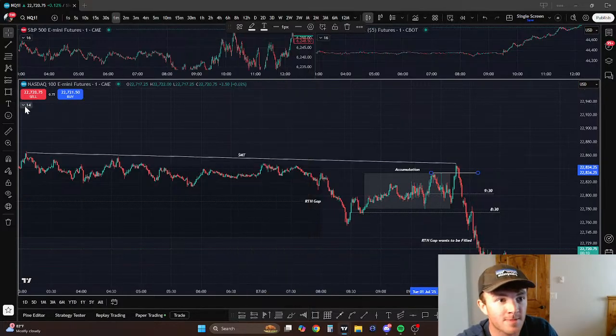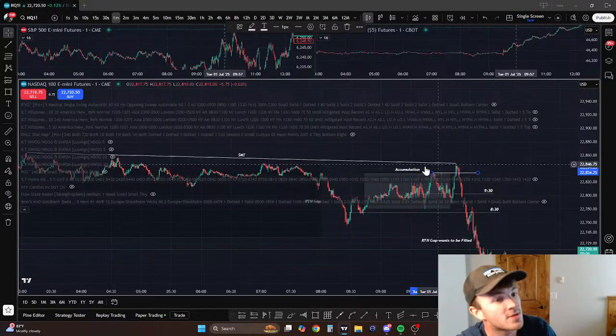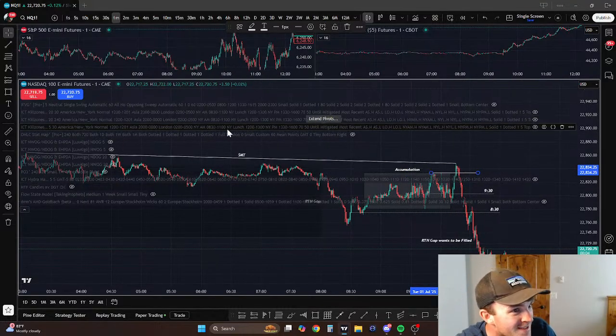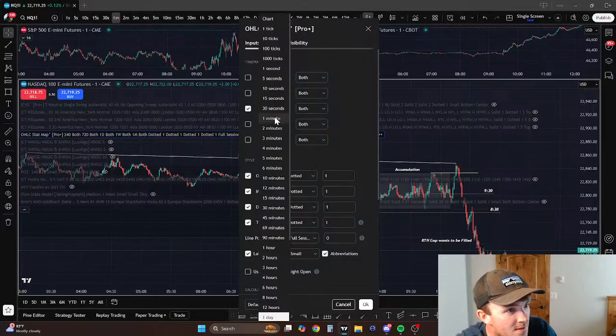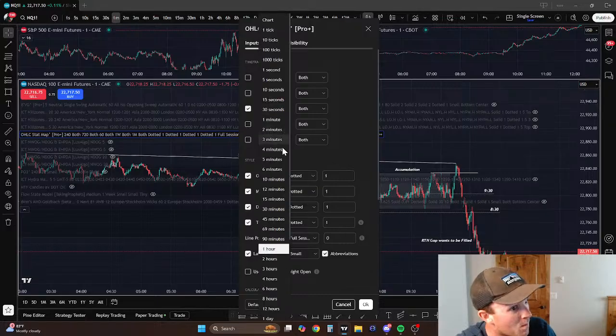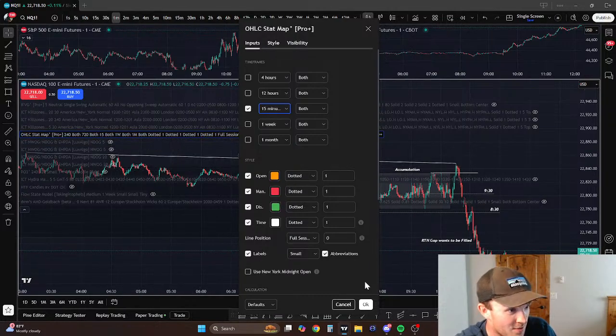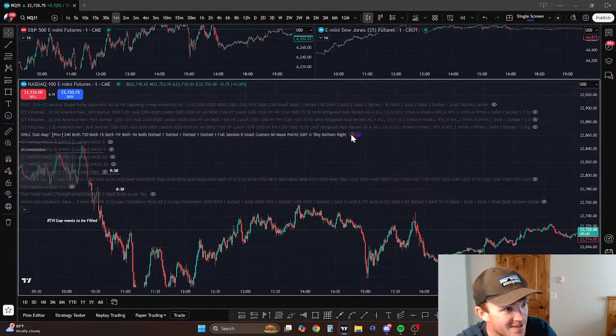I wish I had stat map still, because I would love to see if this was the session manipulation level. I'm so curious. Do I still have it? Wait, maybe I still have access to it because I still have it on my chart and I never got rid of it. Probably not though. Yeah, look, there's a red arrow.